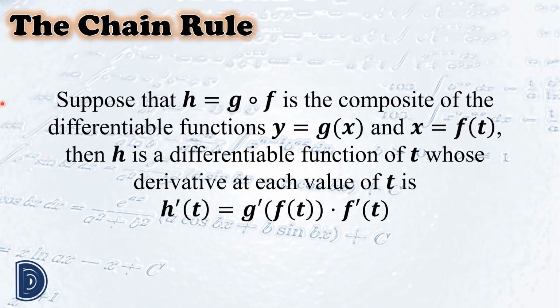For the chain rule, let us suppose that h is equal to g composition f is the composite of the differentiable functions y is equal to g of x and x is equal to f of t. Then h is a differentiable function of t whose derivative at each value of t is h prime of t is equal to g prime of f of t times f prime of t. The equation says that to calculate h prime of t, we multiply the values of f prime at t and g prime at f of t.